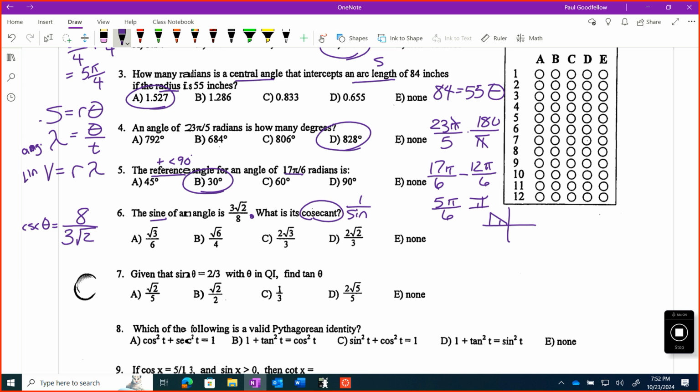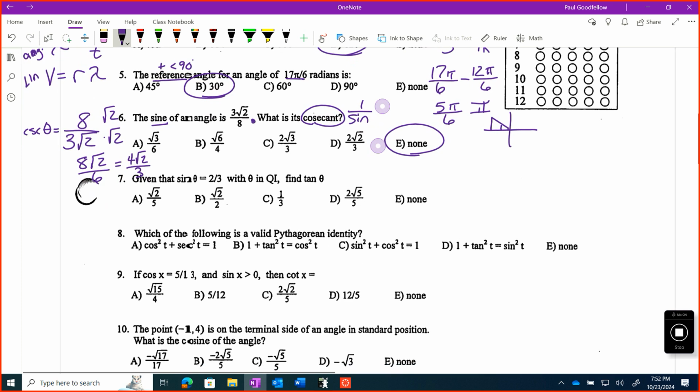Now that's a problem because we need to rationalize that with the square root of 2 both top and bottom, and we'll end up with 8 root 2 divided by 6, which reduces to 4 root 2 divided by 3. I believe that is not one of the answers listed there, so the right answer would be none. Okay, I'm thinking I did that right. Looking good, G. All right, number 7.